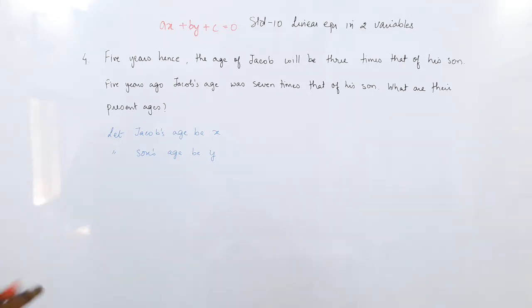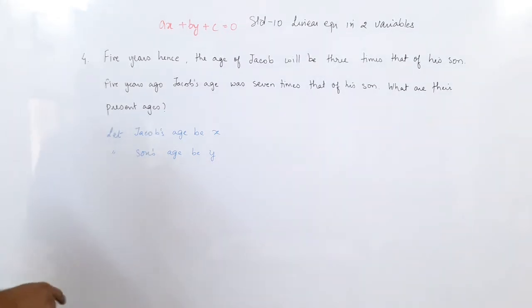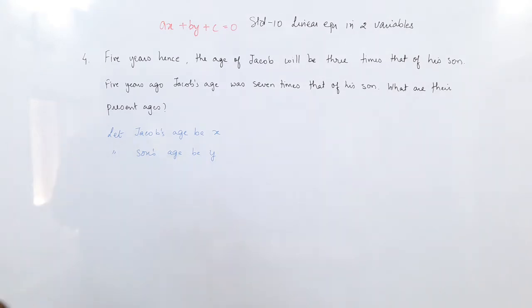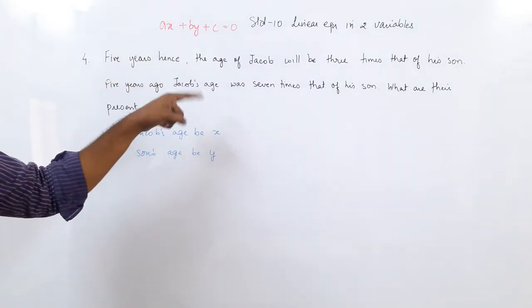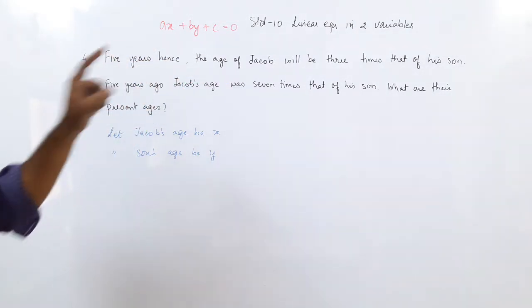Now I have given you the start. Can you try to do the sum on your own? At least can you work out the equations on your own? Read the question 3 times. You can pause the video now. Read the question 3 times and try to work it out. 5 years hence means 5 years later and 5 years before.